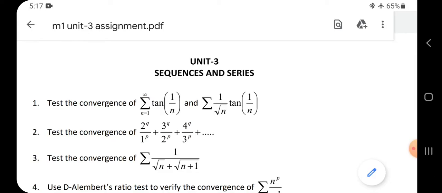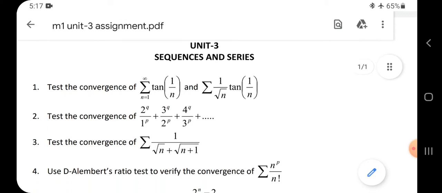So once again, I just remind you regarding the unit number 3, sequence and series of Mathematics 1, R18 and R20 batches, JNTUH Hyderabad. I have just given the important problems of unit number 3. Once again, you go through it, and today I am also going to give you the complete key of these important questions. Just look onto this once again.